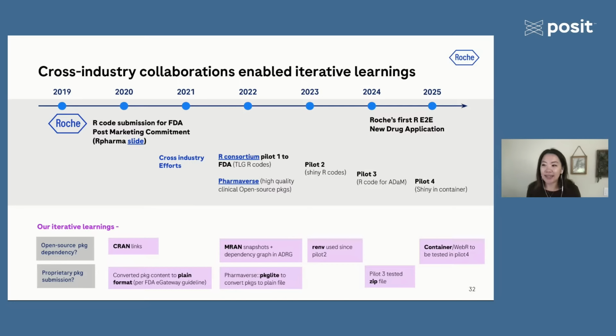And very excitingly, just several weeks ago, our consortium submission working group Pilot 3 team worked closely with FDA colleagues to test the feasibility of submitting a zip file for proprietary R packages, and it was very successful. So this further streamlined the submission process for proprietary R packages for the future.